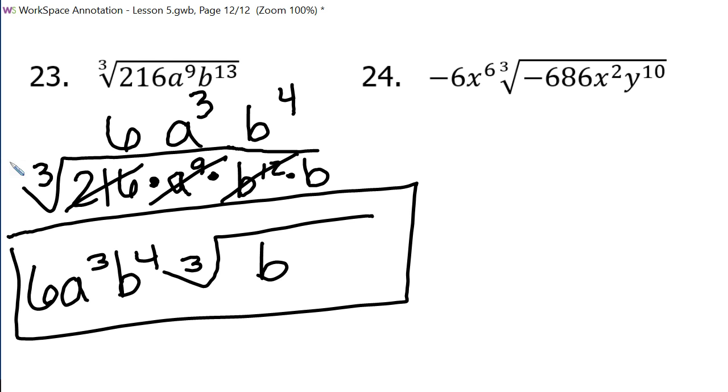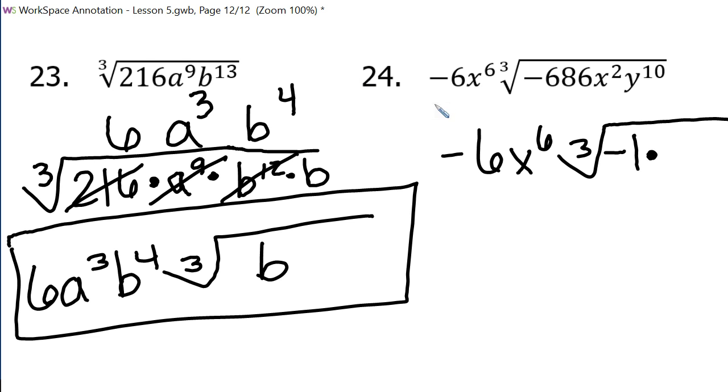Number 24, we have the negative 6 x to the 6 out front, cube root. Now if it's a negative, your first factor needs to be negative 1.